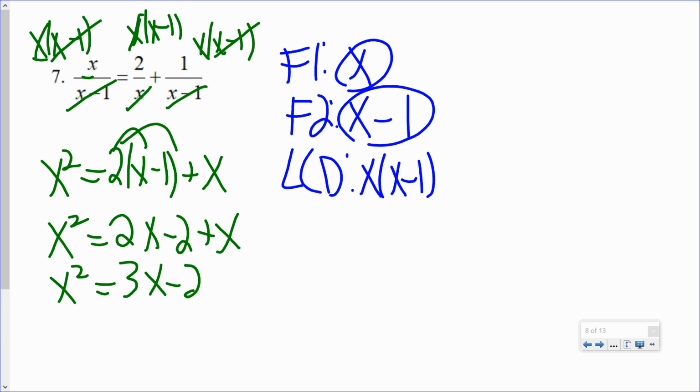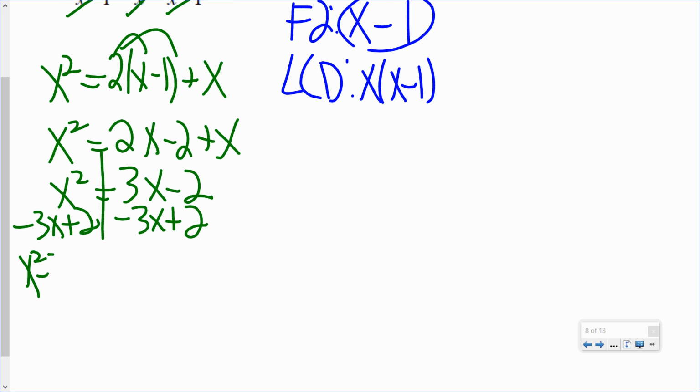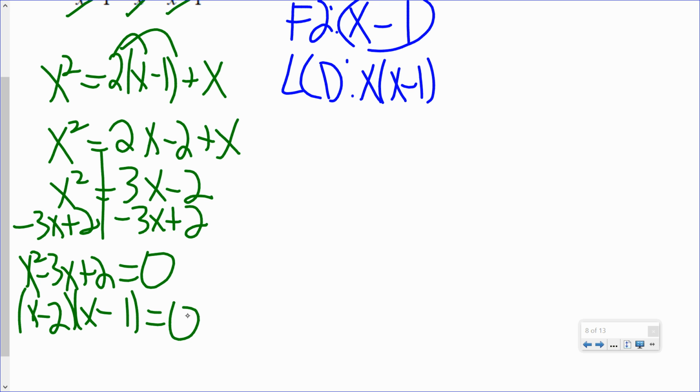Now I have a Mr. X squared. Well, you know Mr. X squared's deal. He wants to party. I know he comes up in every single lesson, every unit. Before he can party, all of his friends have to come over. So we're going to subtract 3x, add 2, subtract 3x, add 2. I get x squared minus 3x plus 2 equals 0. Party time, bubbles. First sign comes down, negative, and the positives are negative. What multiplies to 2 and adds to 3? 2 and 1. Set each factor equal to 0.